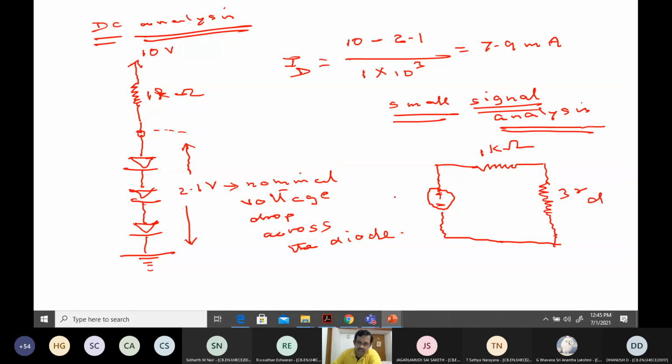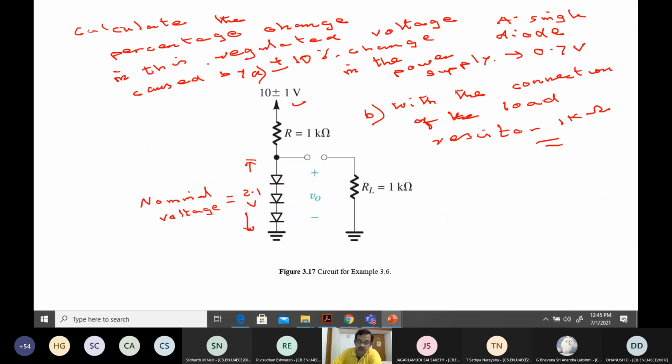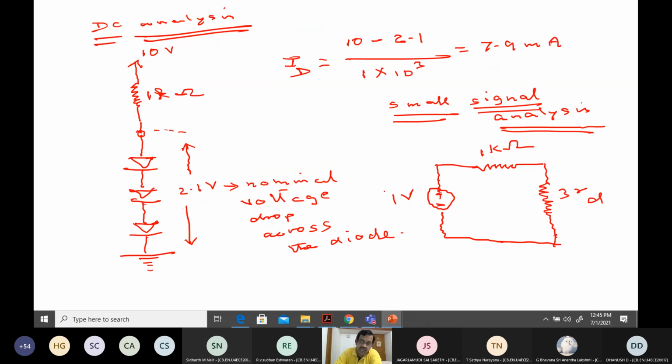And here it will be 1 volt. If I take 1 volt as my source, I am taking plus minus, so you look at here, it is 10% variation. So plus minus 1 volt; peak to peak will be 2 volt. But if I take 1 volt, that means it is only the amplitude. So I am using only amplitude here, which is 1 volt, then 1 kilo ohm, and 3 RD.